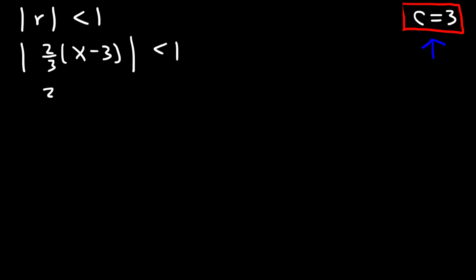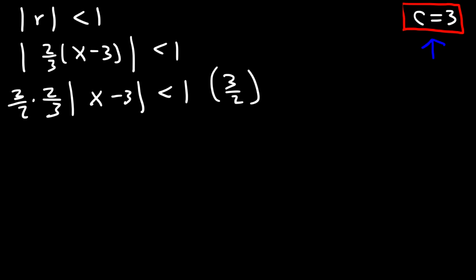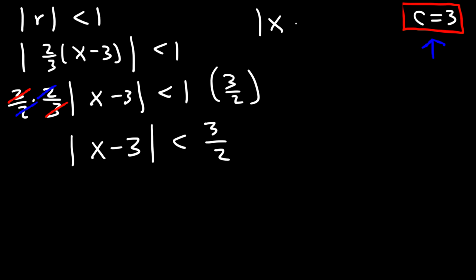Now let's remove the 2/3 from the absolute value expression. To get rid of the 2 over 3 on the left side, we need to multiply both sides by 3 divided by 2. And so on the left, the 3's will cancel, and the 2's will cancel. So now we're going to have the absolute value of x minus 3 is less than 3 over 2. So now it's in this form.